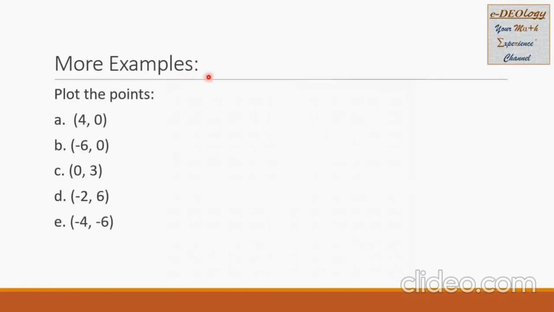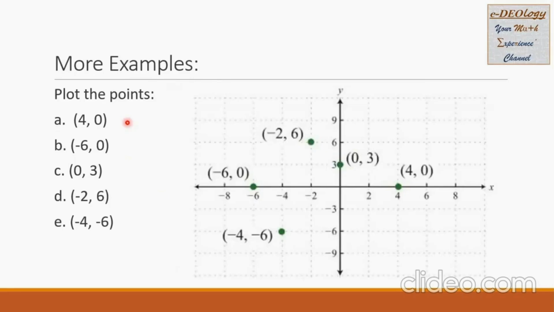Let us have more examples. Plot the points. We have here 5 points. Let's begin with the first point, 4, 0. The 4, 0 is here. This is the point. So the first number is 4, that is for the x, so that is positive. From the origin, we go 4 units to the right. Then the y-coordinate is 0, so this is now the point 4, 0.